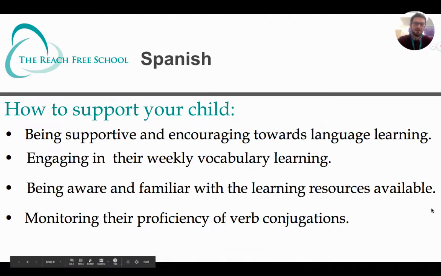it'd be really helpful if you could help them with their verb conjugations. They're so important when you learn a language. We often compare them to, for example, in maths, you have the times tables. Here we have our verb tables. They really are that important.